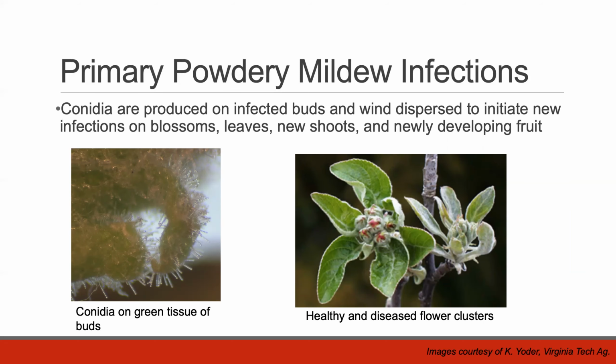Flower clusters that are infected, as shown on the right, are smaller and bloom later than healthy flower clusters. It's also not uncommon for a twig to have clusters that are healthy and infected. So on this twig, you can see that there's an infected cluster here on the right, and on the left, there's a healthy cluster. You can also see that the healthy cluster is at the pink tip stage, whereas the infected cluster is still at the tight cluster stage. You can also see in the background here that the twig has powdery mildew on it.